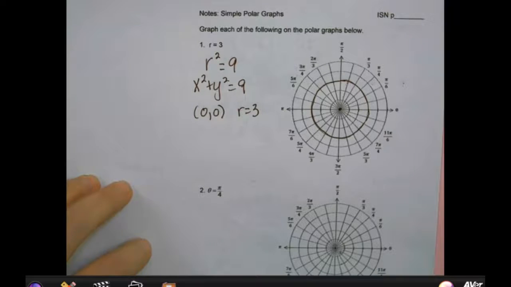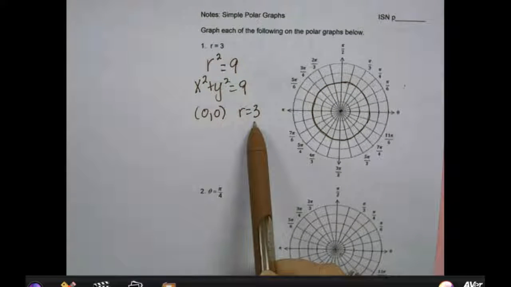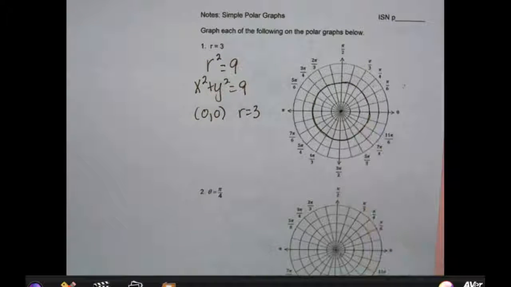The question is, how do I know where to put it? What's the radius? 3. So where am I going to put it? I put it on 3.